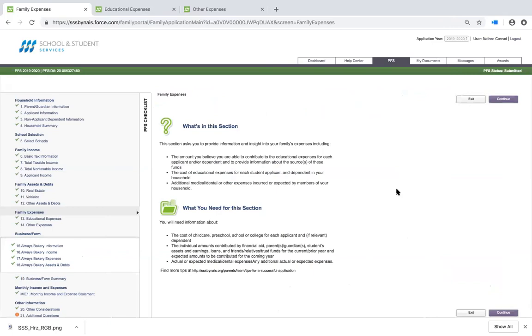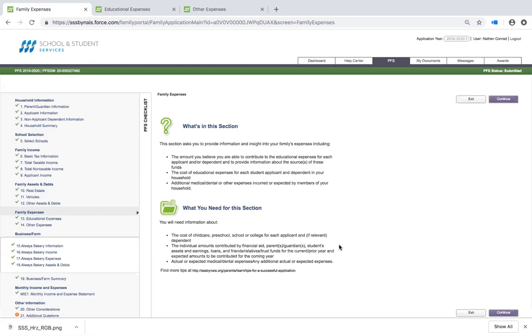As you move through the PFS, you'll land on the family expenses overview page. It's going to detail what to expect in this section and let you know what you need to complete the questions to come. This section will allow you to document the full cost of tuition for your applicants and non-applicant dependents. You'll also be able to indicate the amount you feel you can reasonably afford in tuition.